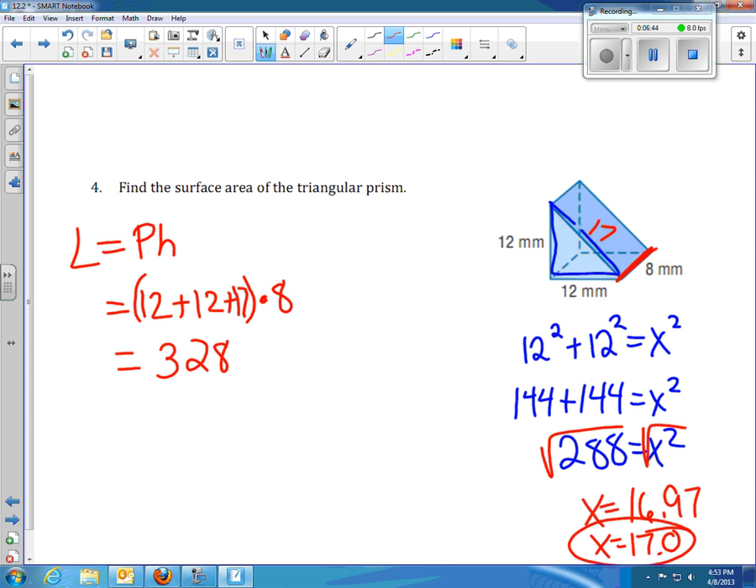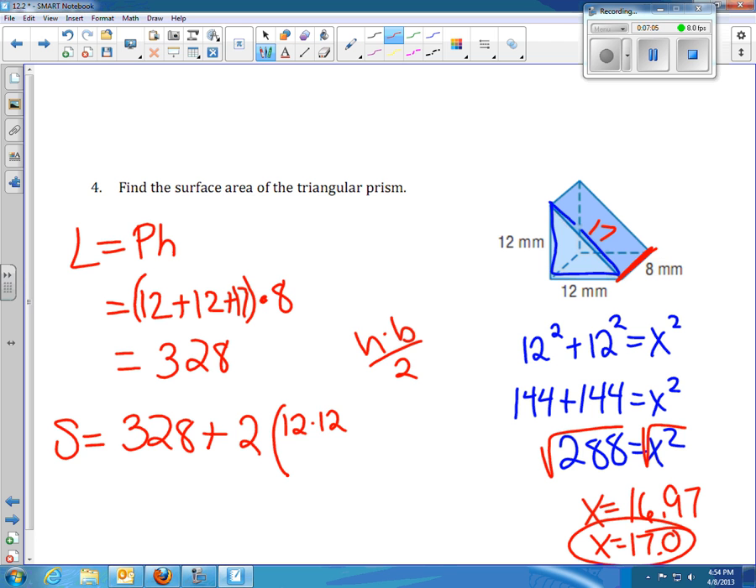That's our lateral area. Let's go ahead and find our surface area. So we have our lateral area plus 2 base areas. So 2 for the base areas. It's a triangle. Triangle is base times height, or height times base, and divide by 2. Here we have 12 times 12, so base times height, divide by 2. Look here, if you notice it, those 2's are going to cancel out. If not, that's fine. Type it into your calculator.